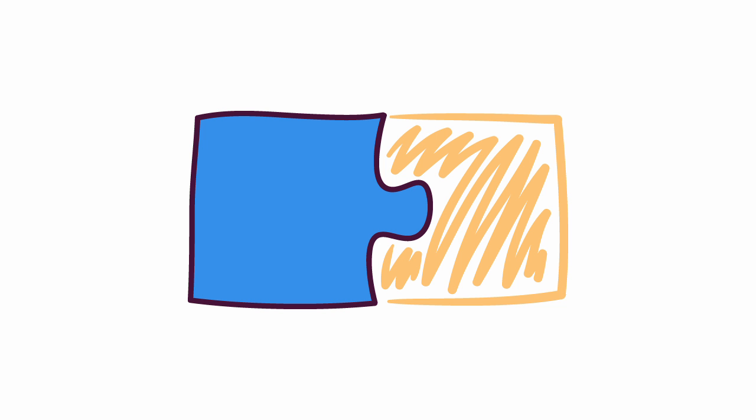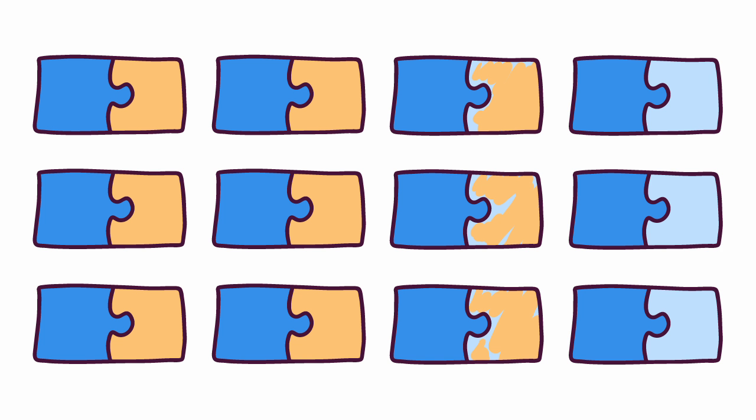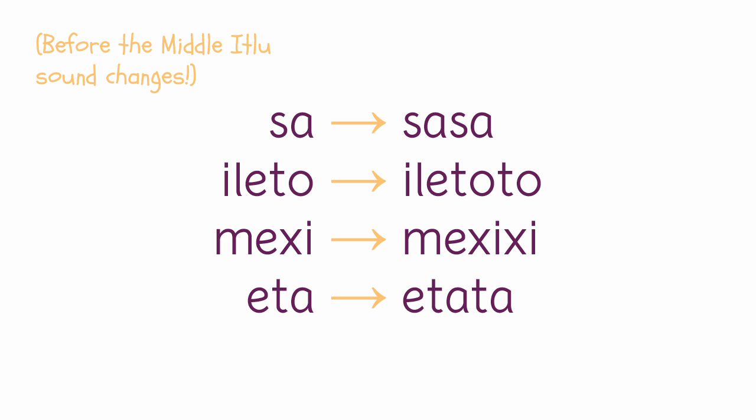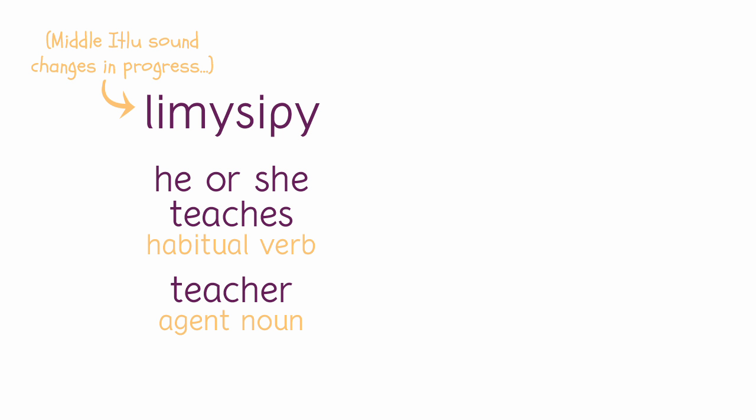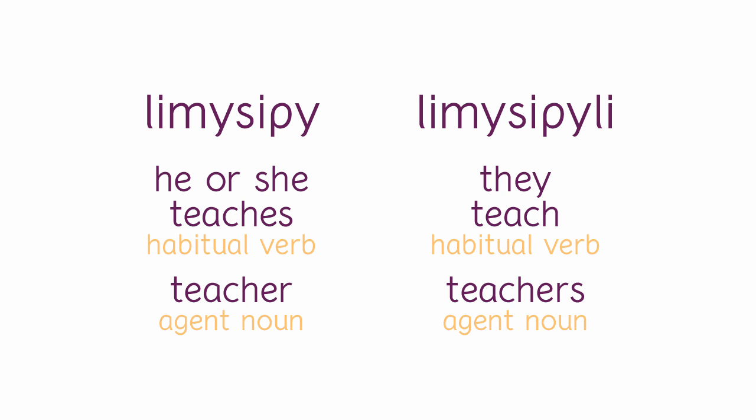But analogy can result in a lot more than the creation of new words. If one pattern is allowed to spread at the expense of another, it can end up changing the entire inflectional paradigm. In the old days of Itlu, all plurals were formed by reduplicating the final syllable, except for the agent nouns, where the third-person plural animate subject marker was used instead. So while limisippe could mean he or she teaches when used as a verb, or teacher when used as a noun, limisipoli could mean either they teach or teachers.